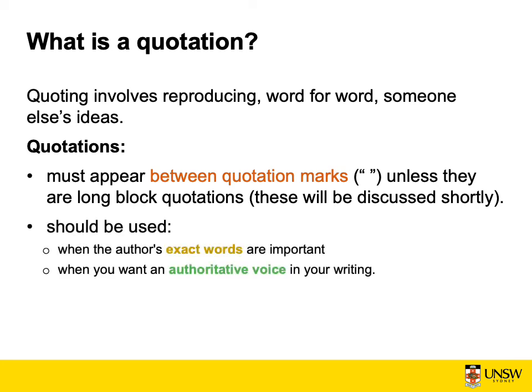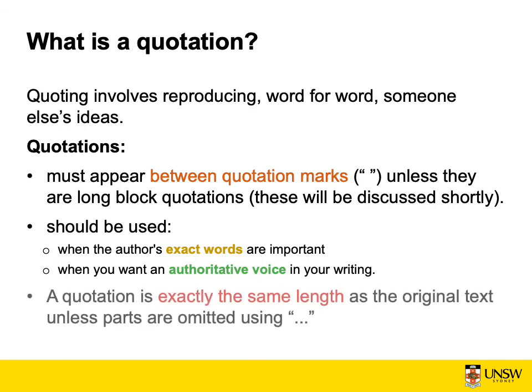It should be used when the author's exact words are important. That is to say, you cannot put them into other words, because the exactness of those words is very critical to that point, to that meaning. And also when you want an authoritative voice in your writing. So a quotation is exactly the same length as the original text, unless parts are omitted using an ellipsis, the three dots. So in this sense, it's very different from the other two, in that it's exactly the same.